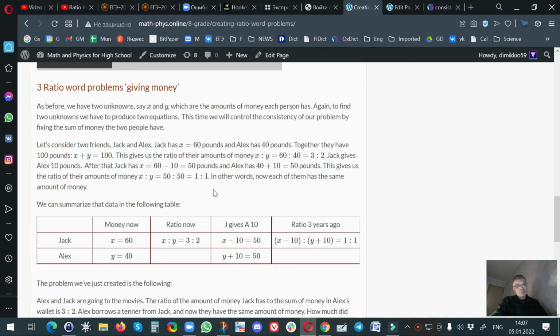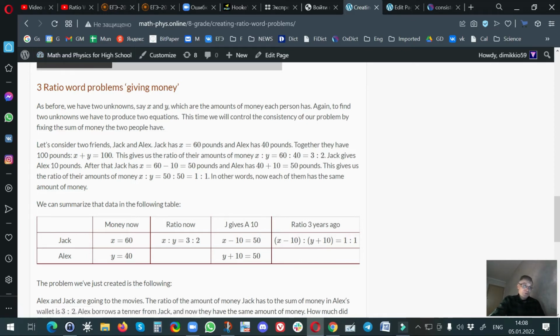We have two people, two friends, presumably, who each have some amount of money, which gives us a definite ratio. And then one borrows from the other, or one gives money to the other. And that changes the ratio, and that's it. Then we create a problem.